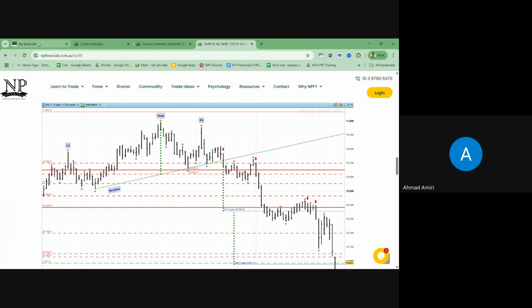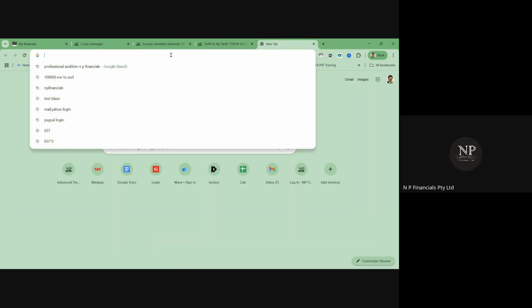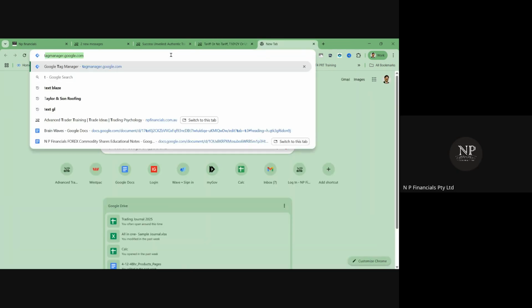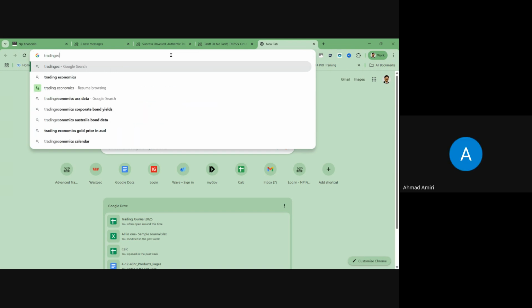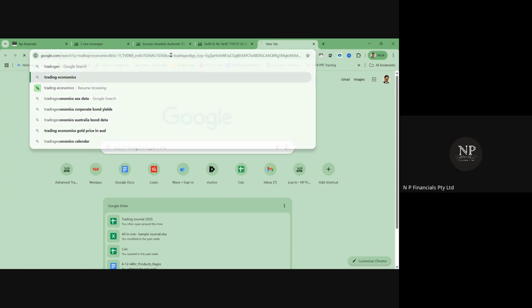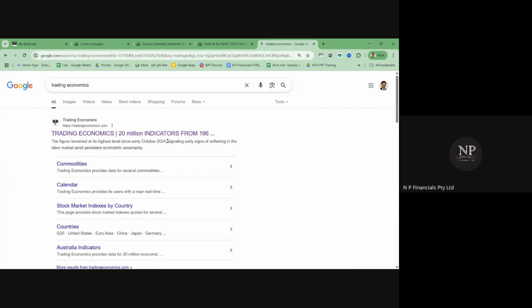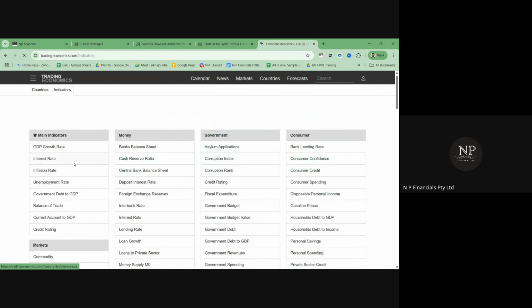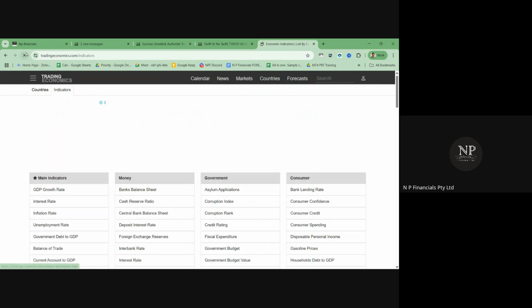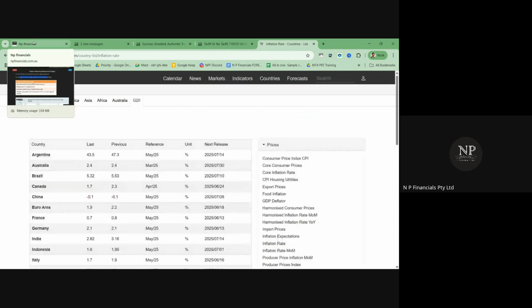The other one which can give you a good idea is Trading Economics. I don't know whether I told you already or not. So you need to study Trading Economics. If you are missing something on Forex Factory, you can go and look at the indicators, inflation, interest rate, all these things.